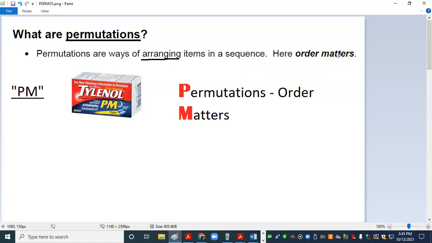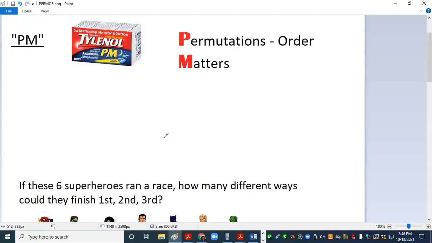Remember that in combinations, order doesn't matter, right? CD, combinations doesn't matter. Now I want you to remember with permutations, PM. With permutations, the order matters. Now what is a permutation? What does a permutation problem look like? It's very similar looking, right? And the wording can be very similar to a combination.